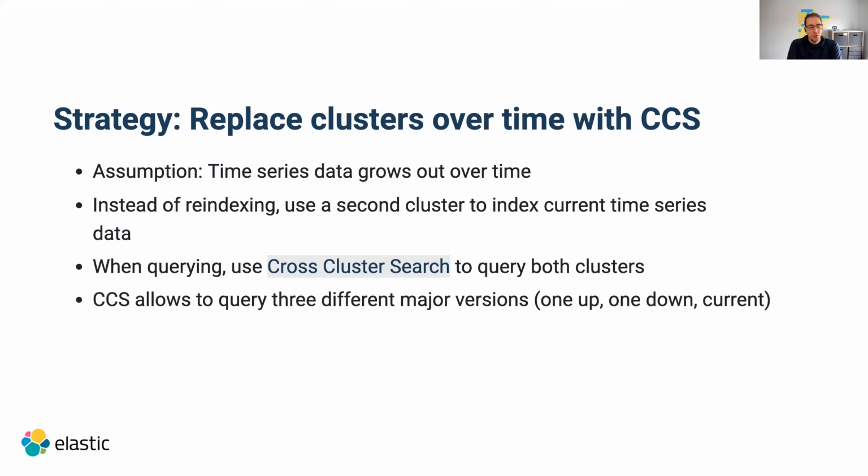One of the nice features of cross-cluster search is that you basically can query 3 different major versions. If you hit an Elasticsearch 6 instance, you can query one major version down, one major version up. And this means you can get data from 3 major versions. So given the release cycle of Elasticsearch, this means you can query many years of data if you want.